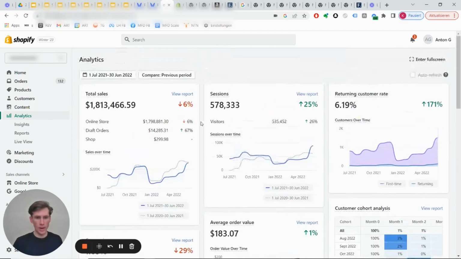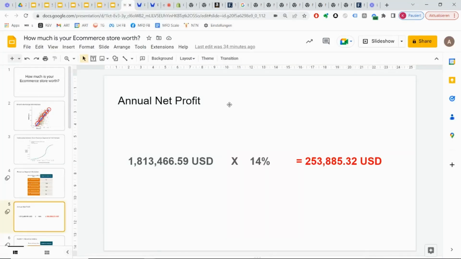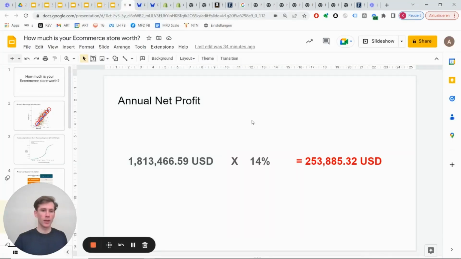That's the store where, in those 12 months, it made slightly above $1.8 million. And if you go back to the slide, what does this mean? What we're going to do is calculate the net profit on an annual basis for a given store. So just do the same thing for your store. In this case, for this example, the store has a net profit of 14%.